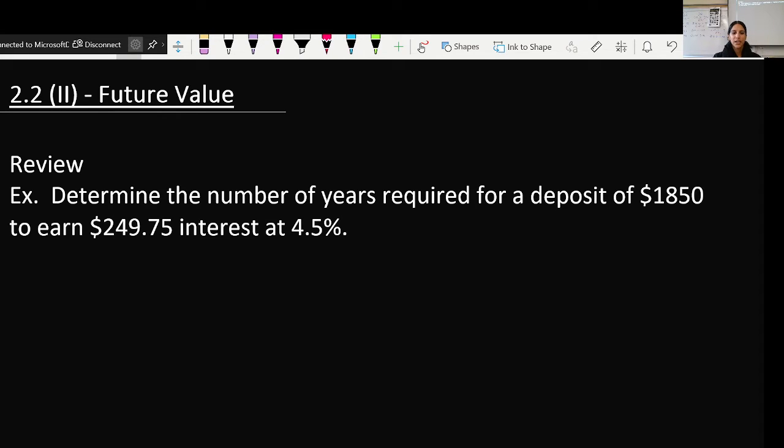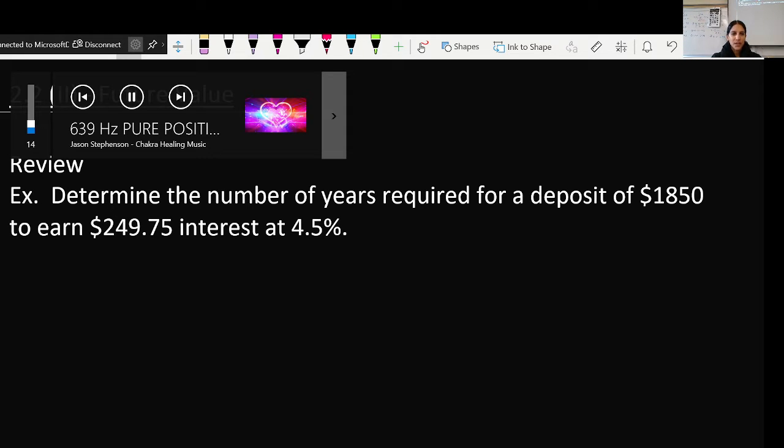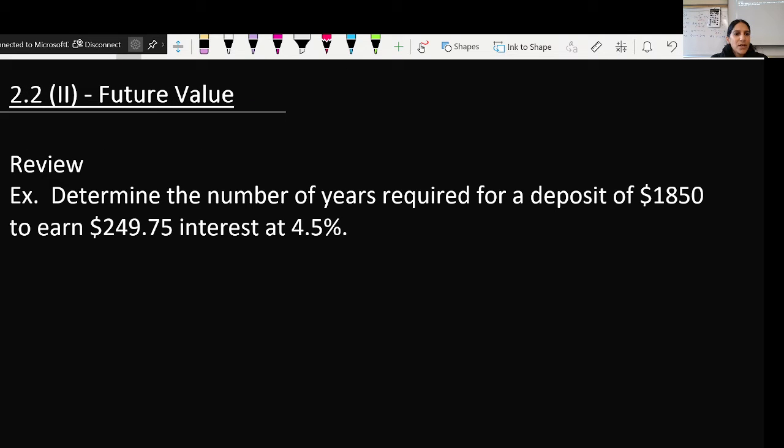So let's go through 2.2 part 2. We are learning today about future value. So to start off with, let's do some review. It says determine the number of years required for a deposit of $1,850 to earn $249.75 interest at 4.5%.